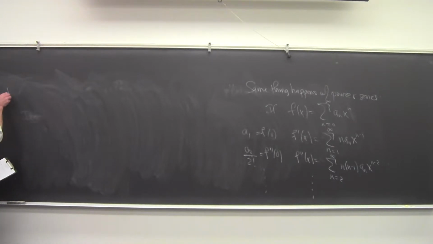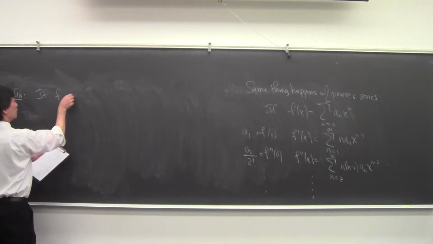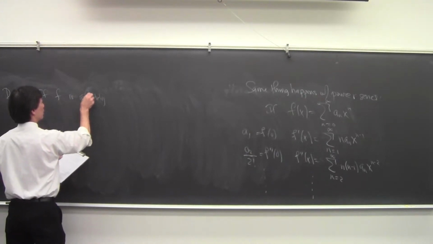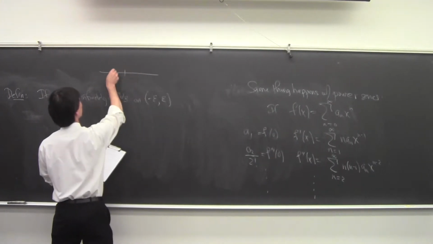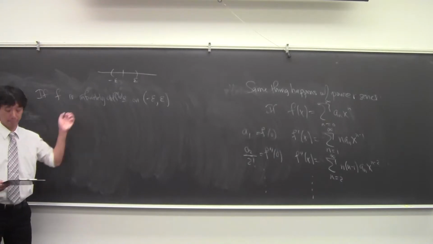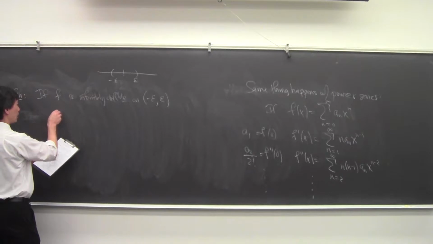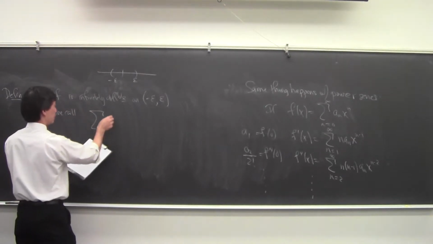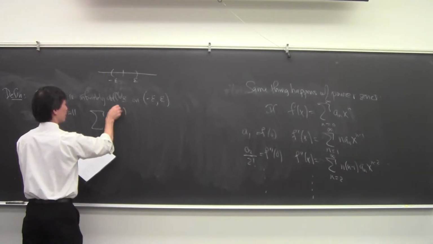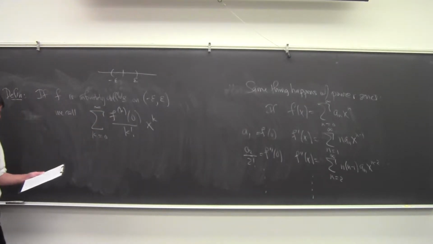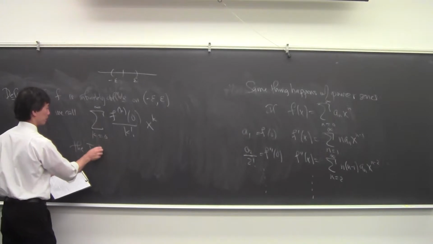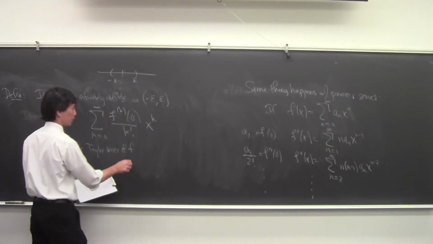Okay, so this leads us to a definition. If f is infinitely differentiable on some interval negative epsilon to epsilon, we call the power series, the kth derivative evaluated at 0 over k factorial times x to the k, as k goes from 0 to infinity, the Taylor series of f centered at 0.